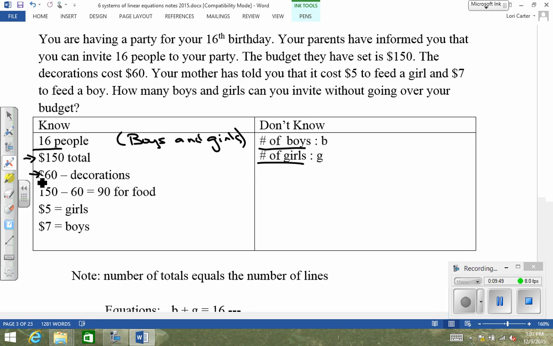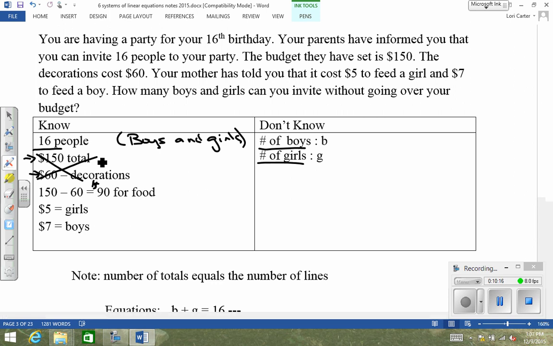What do I need from up here? I need to know how much I have left so I know how much money I have to spend on food, right? So here, I have to take the 150 minus 60, and I get $90 for food. Do I care about the 150 and the 60 anymore? No, because I've already used them, right? So they are now off of my list. They are unimportant. Good so far.